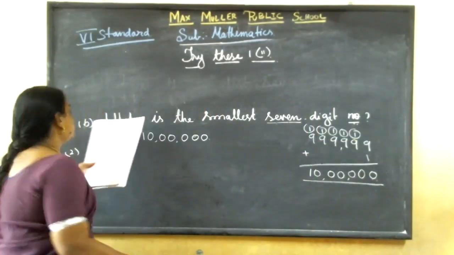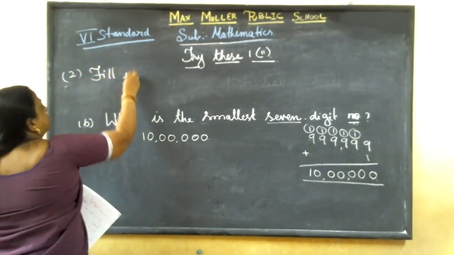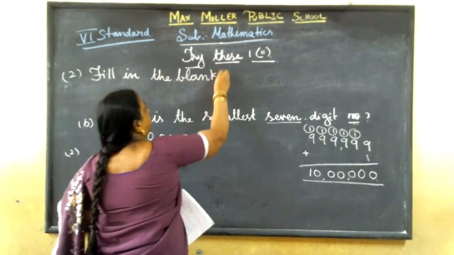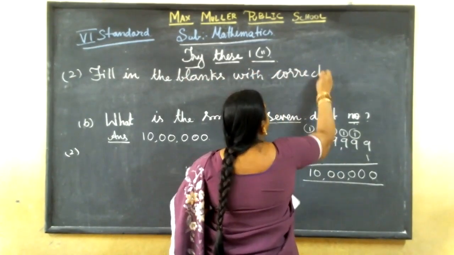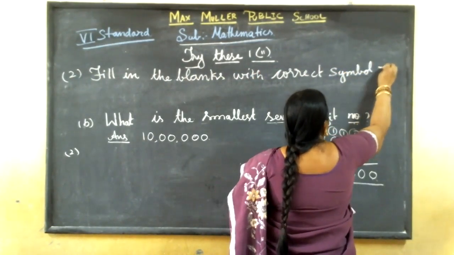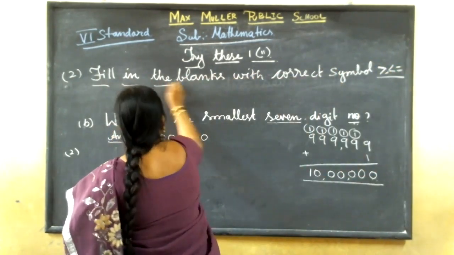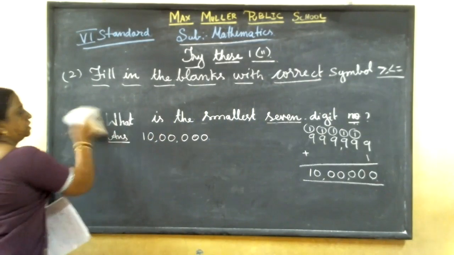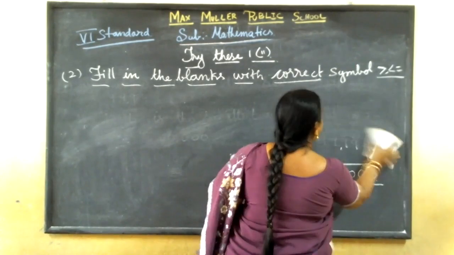Fill in the blanks with the correct symbol. That is greater than, less than, or equal to. So you should fill this. Fill in the blanks with the correct symbol. First I'll copy the question, then I'll explain how to do it easily. Easy and quick you can do it. That method I'll teach you.